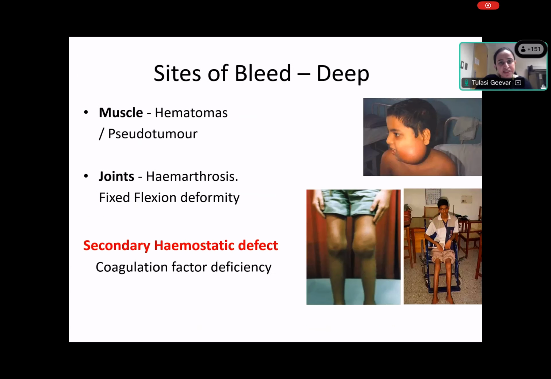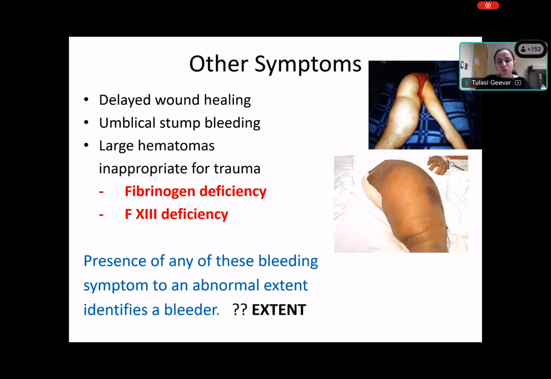While deep bleeds can be bleeding into the muscle, that is muscle hematomas or pseudotumor formation, or joint bleeding like hemarthrosis causing fixed flexion deformity. It's typically seen in coagulation factor deficiencies like hemophilia A and B. There are other symptoms which can lead to specific clues to the diagnosis, like delayed wound healing. That is, there is a cut, it stops bleeding immediately, but maybe a week later or 2 weeks later, there can be bleeding.